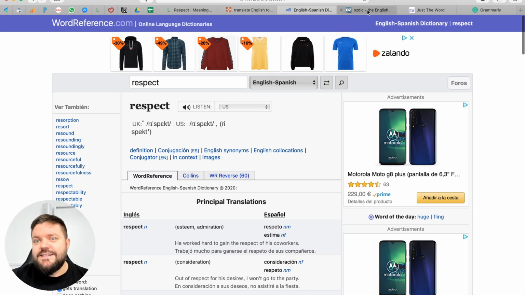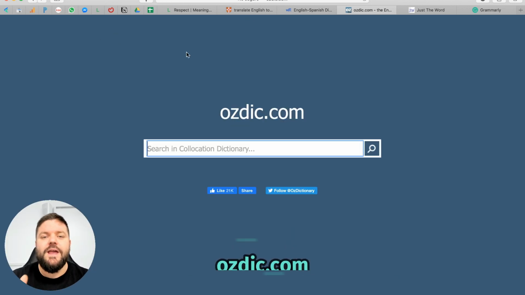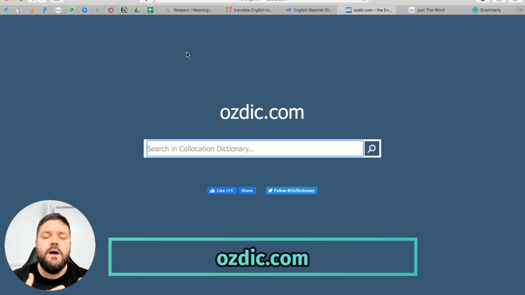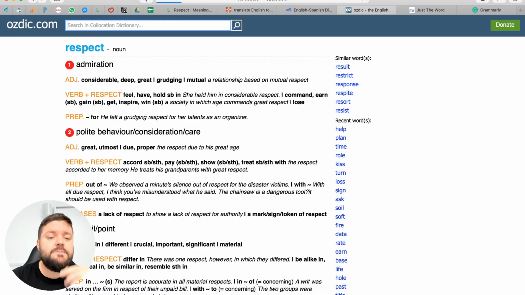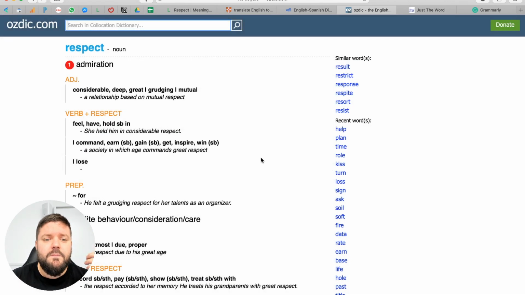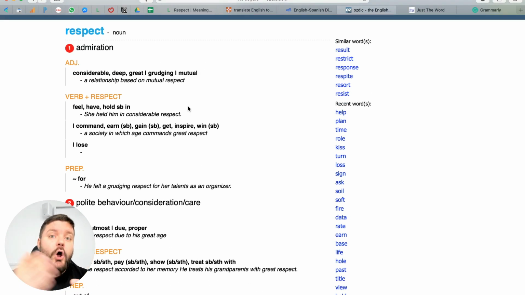And then the next tool is also some sort of dictionary, but it's a collocations dictionary. In case you don't know, when we talk about collocations, we're referring to a combination of words that usually work together. And you'll understand this better with an example. So for instance, if we type in the word respect again, we can see what the most common combinations are, or which words usually collocate or combine with respect.